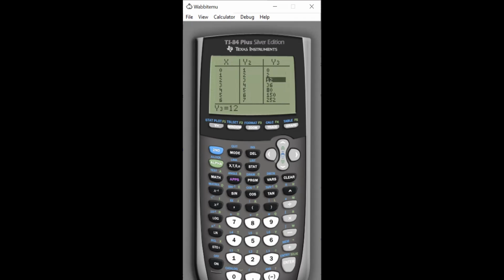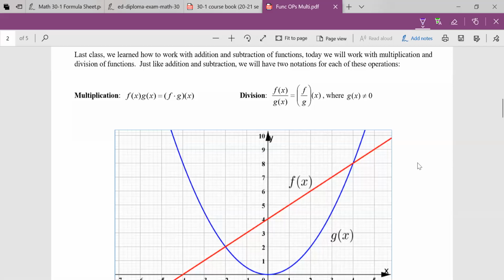Okay, so the same rules apply from the last lesson. When we're adding or subtracting, we would only add or subtract the y values. When we're multiplying or dividing, we will only multiply or divide the y values. Okay, so one more time, we're only affecting the y values here.